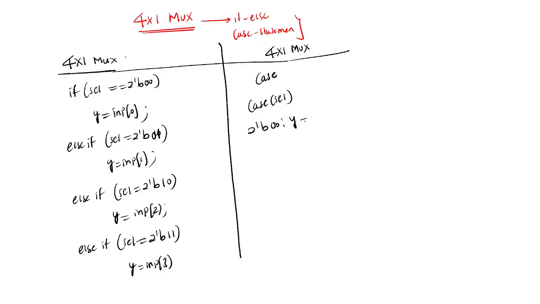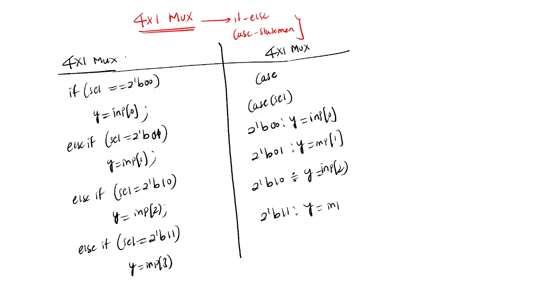Okay, so y equal to what? y equal to inp[0]. 2'b01, y equal to inp[1]. Okay, and 2'b10, y equal to inp[2]. 2'b11, y equal to what? inp[3]. Like this you will get it. So you need to write this. Okay, did you understand how to write?